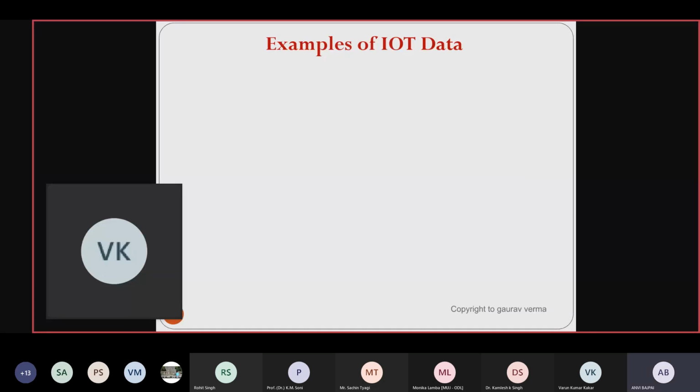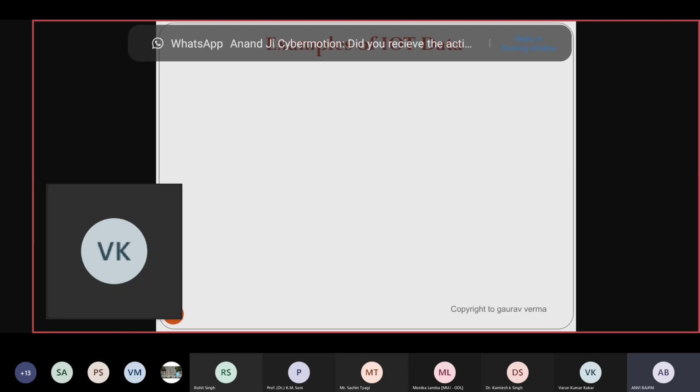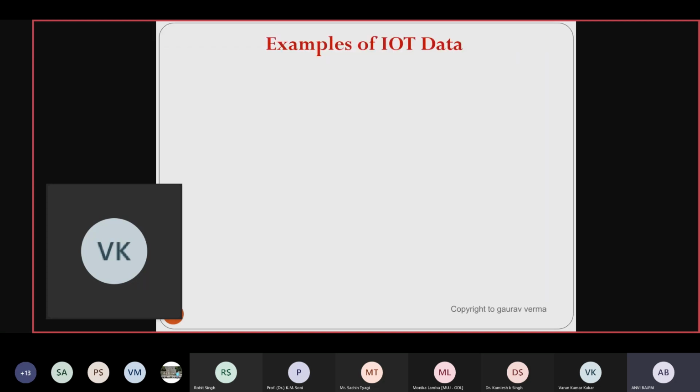Yes, I was talking about data where you can generate the IoT data, because if you want to train your machine, you should have data, and IoT devices are the big source of this data. But what are the applications, and what are the ways from where this IoT data has been generated?